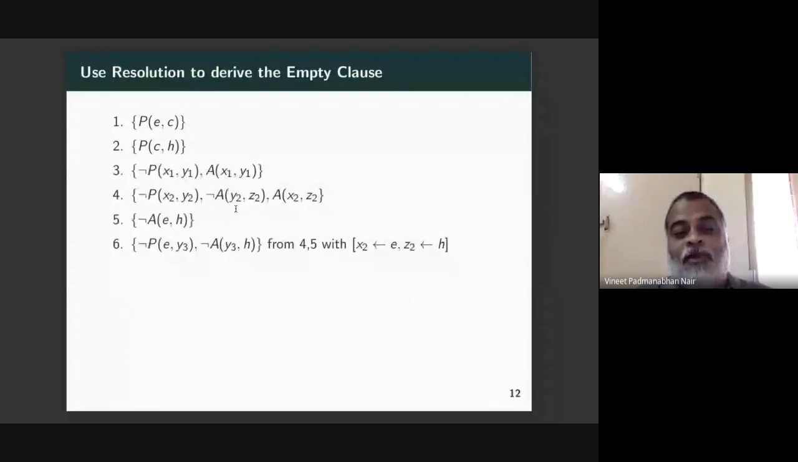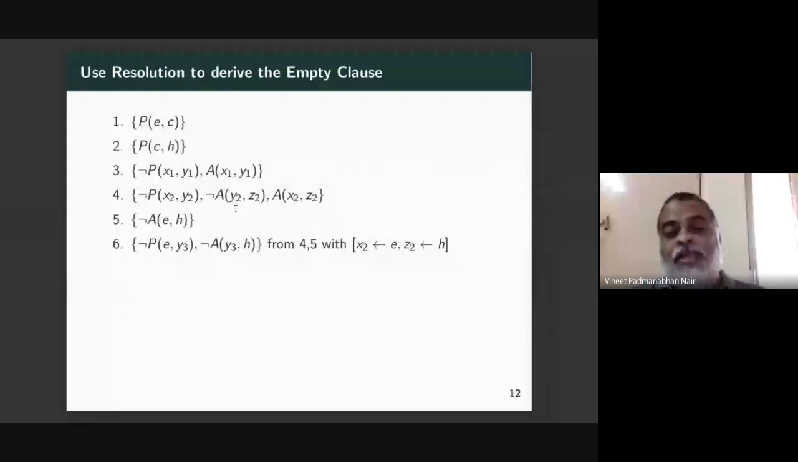It is self-explanatory. In 4 there is a positive A, and in 5 there is a negation of A. So A x2 z2 is there in the 4th clause. In the 5th clause there is a negation A E H. Now x2 and z2 are variables, E and H are constants. So E gets transferred to x2, that is what I have shown here, and H gets transferred to z2.